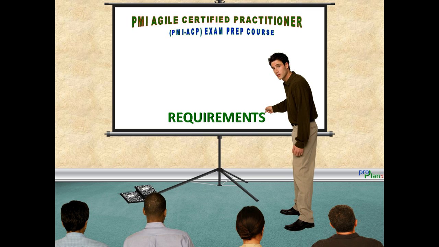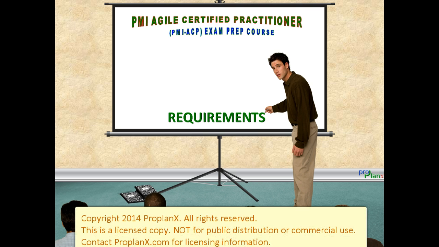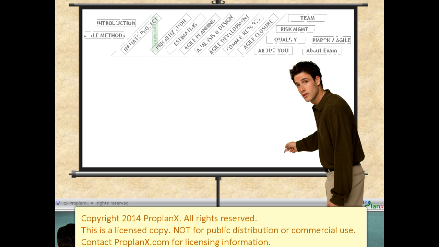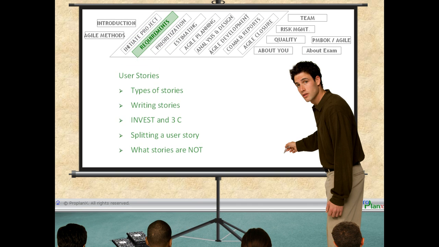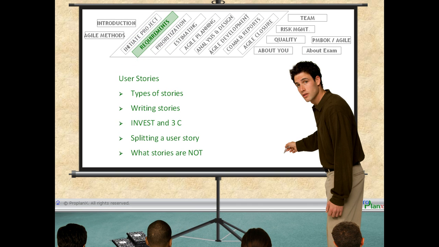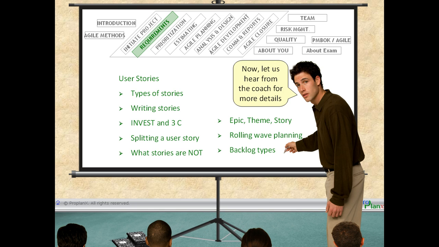Welcome to the Requirements chapter. In this chapter we discuss everything you need to know about user stories, including its characteristics, INVEST, 3C, and different types of backlogs. Now let's hear from the coach for more details.